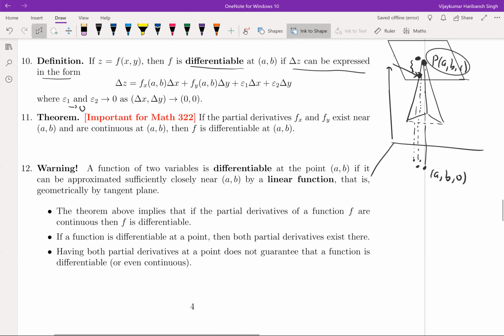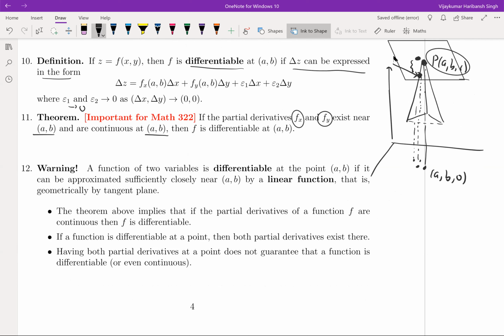So how do you see that a function is differentiable? This is an important theorem. You will explore more of it in Math 322. If the partial derivatives fx and fy exist near (a, b) and they are both continuous at (a, b), then f is differentiable at (a, b).